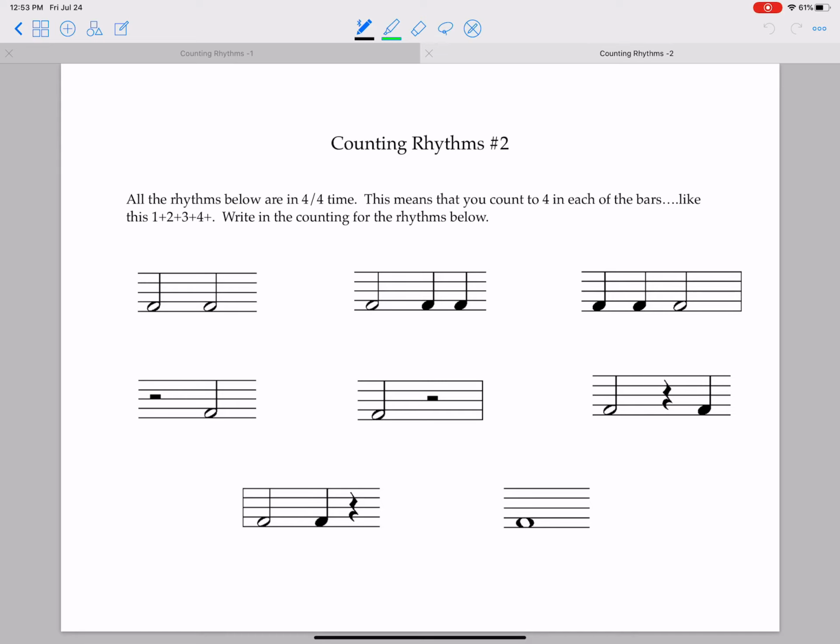Let's go through our Counting Rhythms number 2 worksheet. In this worksheet, we have half notes, and we have half rests as well. Each of those get 2 beats. We'll start with the first one and we'll figure out how to do this.